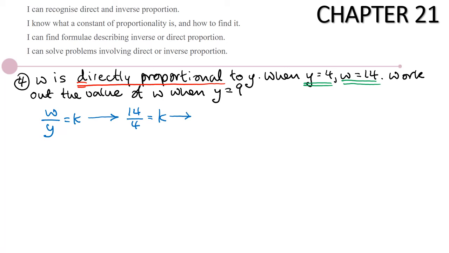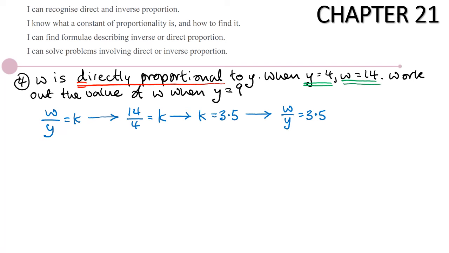Now k is not always a whole number, it can be a decimal or a fraction. If it's a fraction, leave it as a fraction. You don't need to change it to a long decimal. If it's a funny fraction, leave it as the funny fraction. So here I'll get 7 over 2, which is 3.5. So let's write it as 3.5. So I'll write my final formula. w divided by y is always going to give me 3.5 in this question.